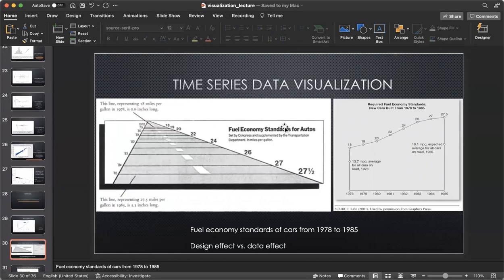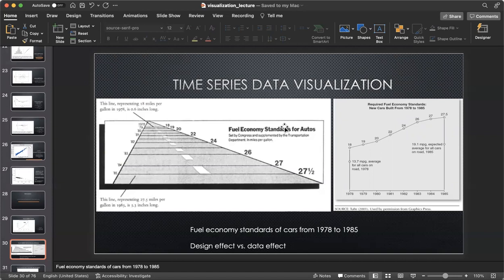There are numerous ways to visualize time series data. Here is a way not to visualize time series data. This is taken from Edward Tufte's book again. The link to that is in the GitHub repo in the flyers that I've given out. This is showing you required fuel economy standards of cars from 1978 to 1985. So 1985 is represented right here at the bottom of this road, if you will, and 1978 is on the horizon.